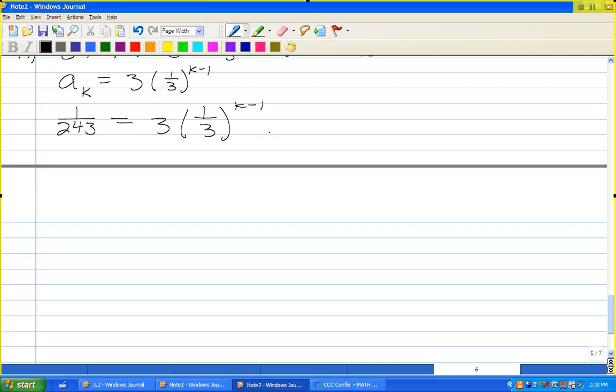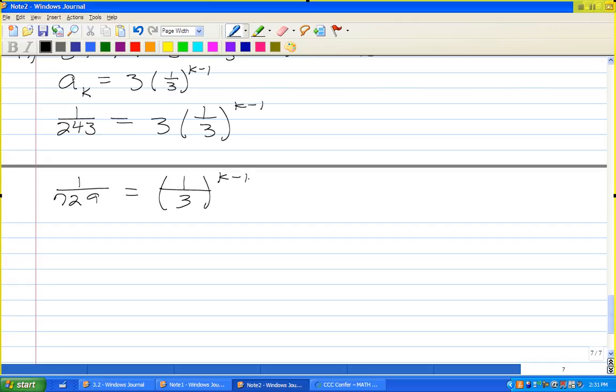Let me divide both sides of my equation by 3. So you get 1 over... oops, so multiply by 3, that's 729. So 729 is equal to 1 over 3 to the k minus 1.